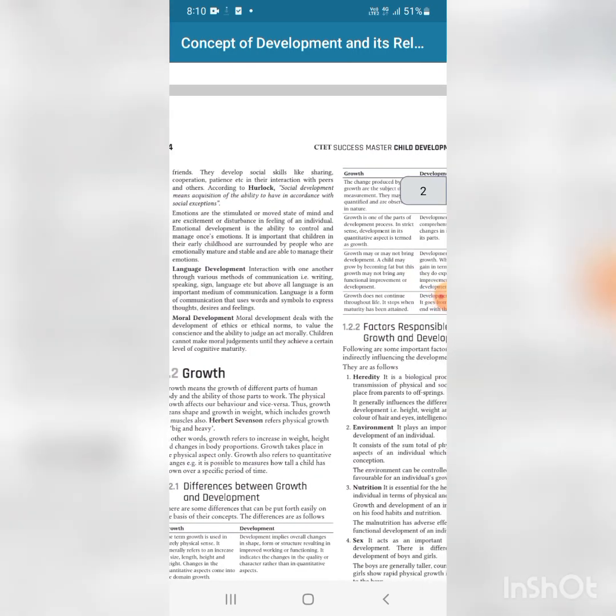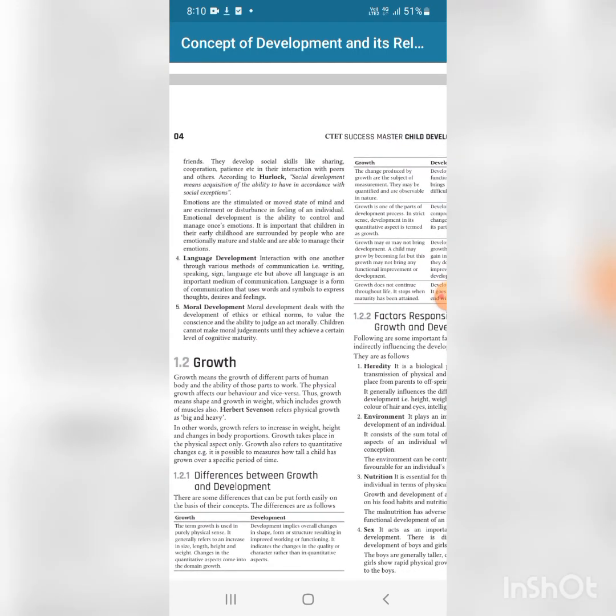Now, let's discuss moral development. Moral development is a development of conscience in an individual as he begins to understand the do's and don'ts in life, the ethics and ethical norms in life, and the ability to judge and act morally. Children cannot make moral judgments until they achieve a certain level of cognitive or mental maturity.